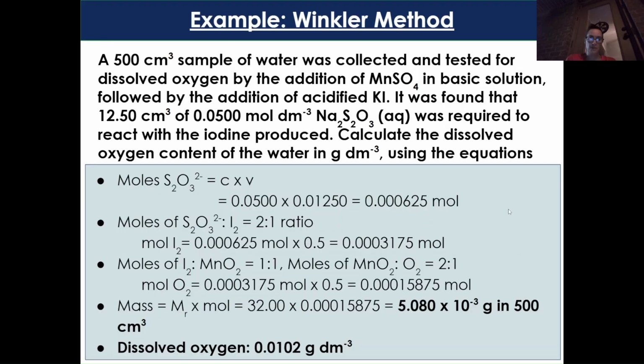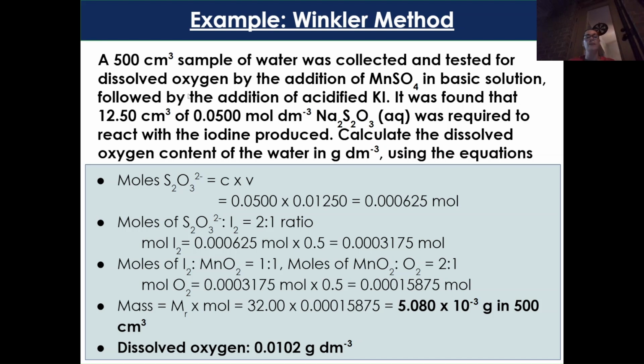Okay, so give an example of this. You have a 500 cubic centimeter sample of water, and you want to see how much oxygen's in it. So the first step, you're going to fix the oxygen with manganese 2 plus. So in this case, we again did manganese sulfate. You could use manganese hydroxide too, in basic solution in order for that redox reaction to balance out. After that, you're not going to acidify it, you're going to add acidified potassium iodide in order to make iodine. Okay? After that, you titrate the iodine with sodium thiosulfate.